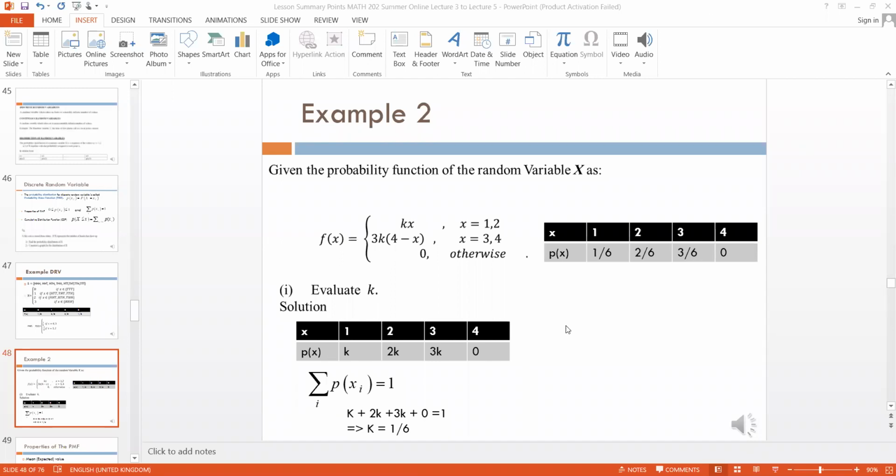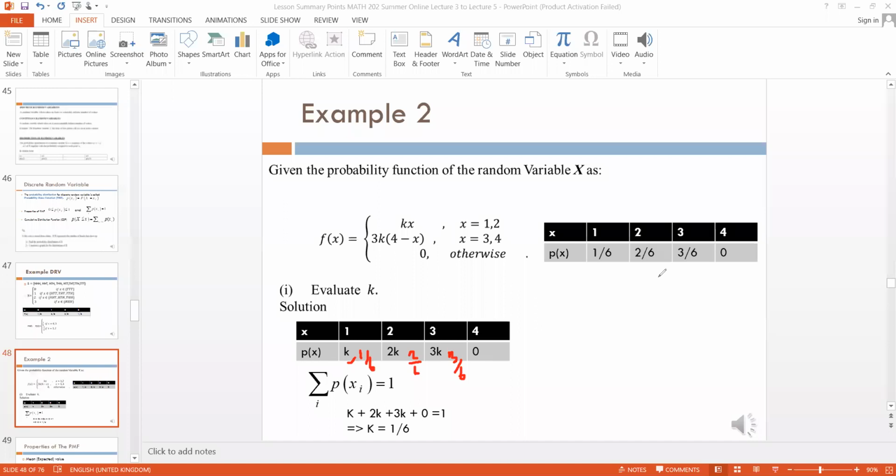So once you obtain your k, which is 1/6, you have to rewrite the table. You just replace k in the table. So here we'll be having 1/6. This is 2 times k, so it will be 2 times 1/6, which is 2/6. Then we also have 3 times k, so that will be 3 times 1/6, which is 3/6. And then 0 for this.